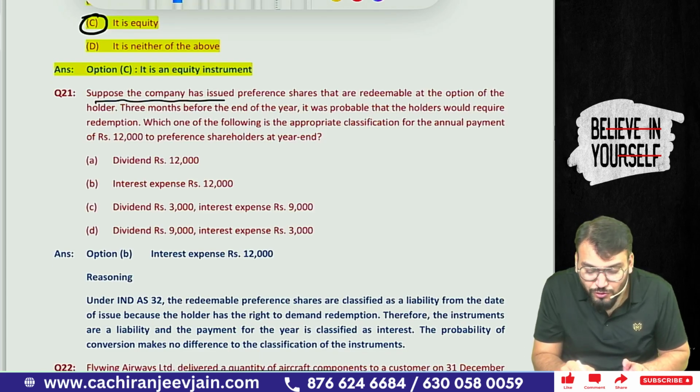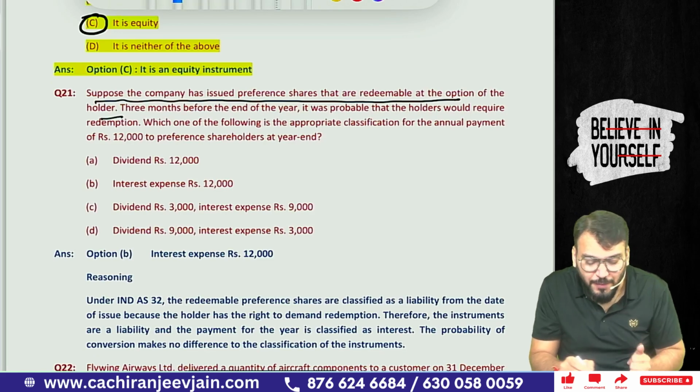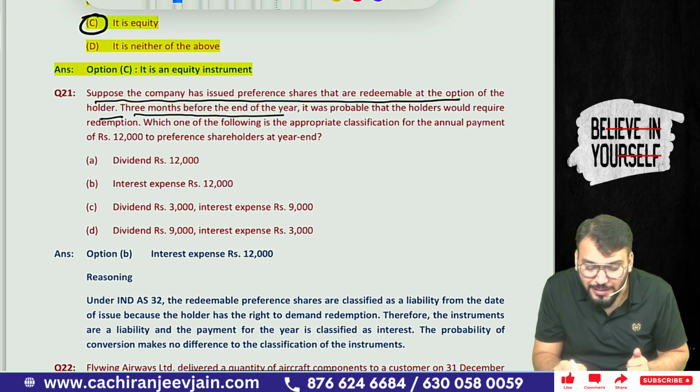Suppose the company has issued preference shares that are redeemable at the option of the holder, and it is classified as a financial liability. Three months before the end of the year, it was probable that the holder would require redemption.